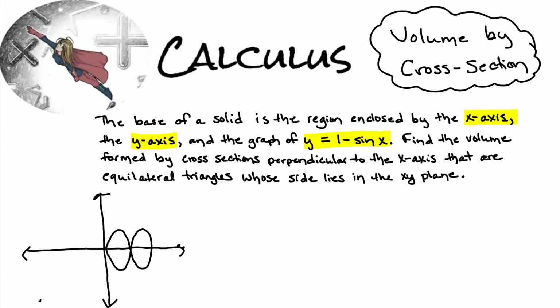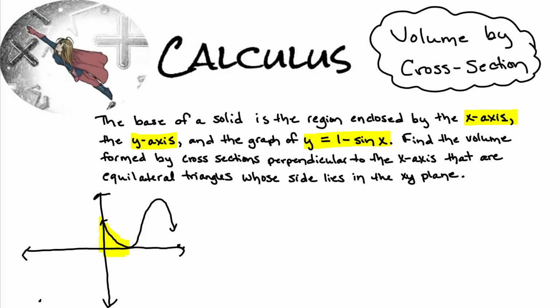So I'm going to get rid of those two curves. And the 1 minus sine of x curve looks like this. And then it keeps going. We're not going to need all of that, but that's what it looks like. So the region that's enclosed by the x-axis, the y-axis, and the curve ends up being that kind of triangular shape. It's not exactly a triangle because it's curvy on one edge, but that's the base of our solid.